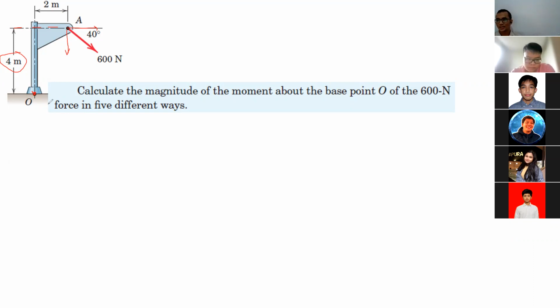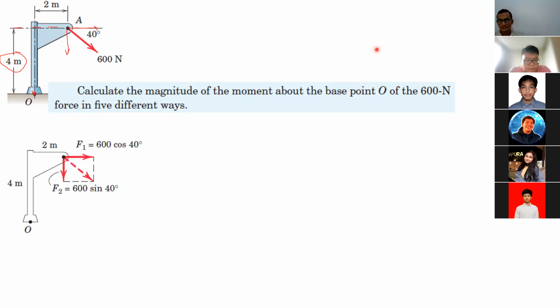Okay, you sum it together, the result is supposed to be the same as 2,610. Let's check. It's like this, right? The 600 Newton force, we divide it into two components. F1 is the horizontal one, 600 cos 40 degrees. F2 is the vertical one, 600 sin 40 degrees.